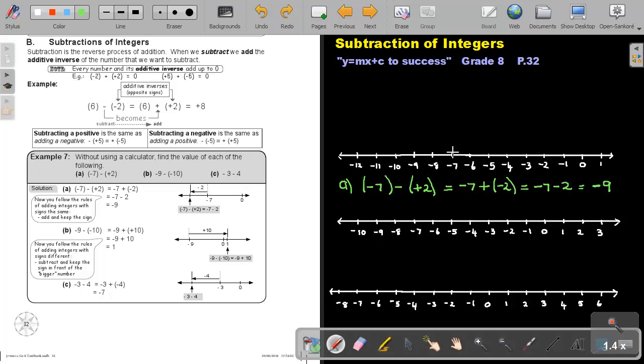We can also look on the number line. There is negative 7, and I move 2 units to the left. 1, 2, and my answer will also be negative 9. Let's look at the next example.